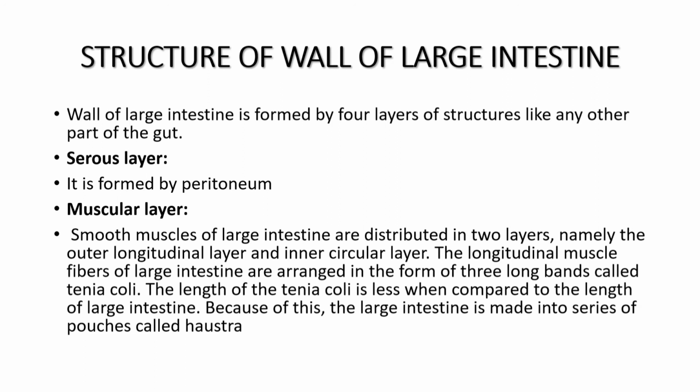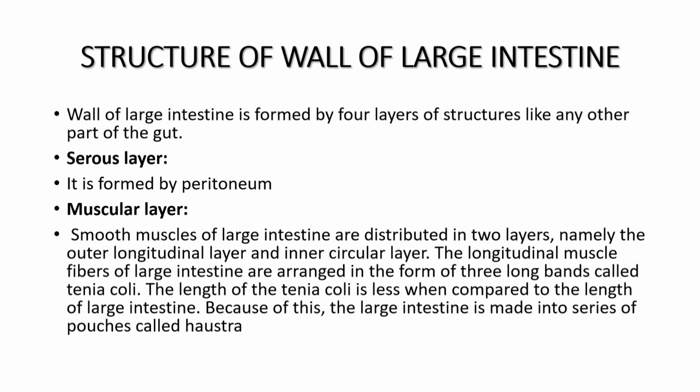Structure of wall of large intestine. Wall of large intestine is formed by 4 layers of structures like any other part of the gut. Serous layer. It is formed by peritoneum. Muscular layer. Smooth muscles of large intestine are distributed in 2 layers, namely the outer longitudinal layer and inner circular layer. The longitudinal muscle fibers of large intestine are arranged in the form of 3 long bands called taenia coli.